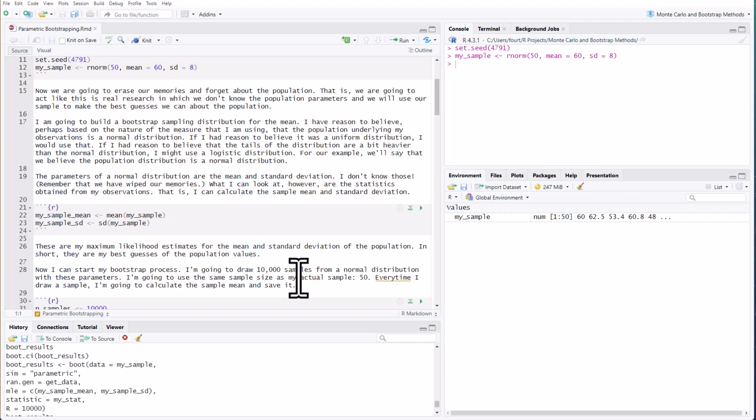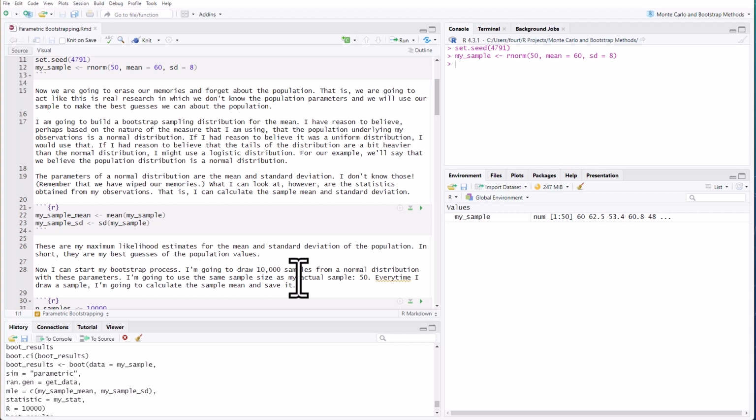We've erased our memories. If I had reason to believe it was a uniform distribution, I would use that. If I had reason to believe that, say, the tails of the distribution are a bit heavier than normal, then I might go ahead and use a logistic distribution to be my underlying population distribution. But for our example, let's say we believe the population distribution is a normal distribution.